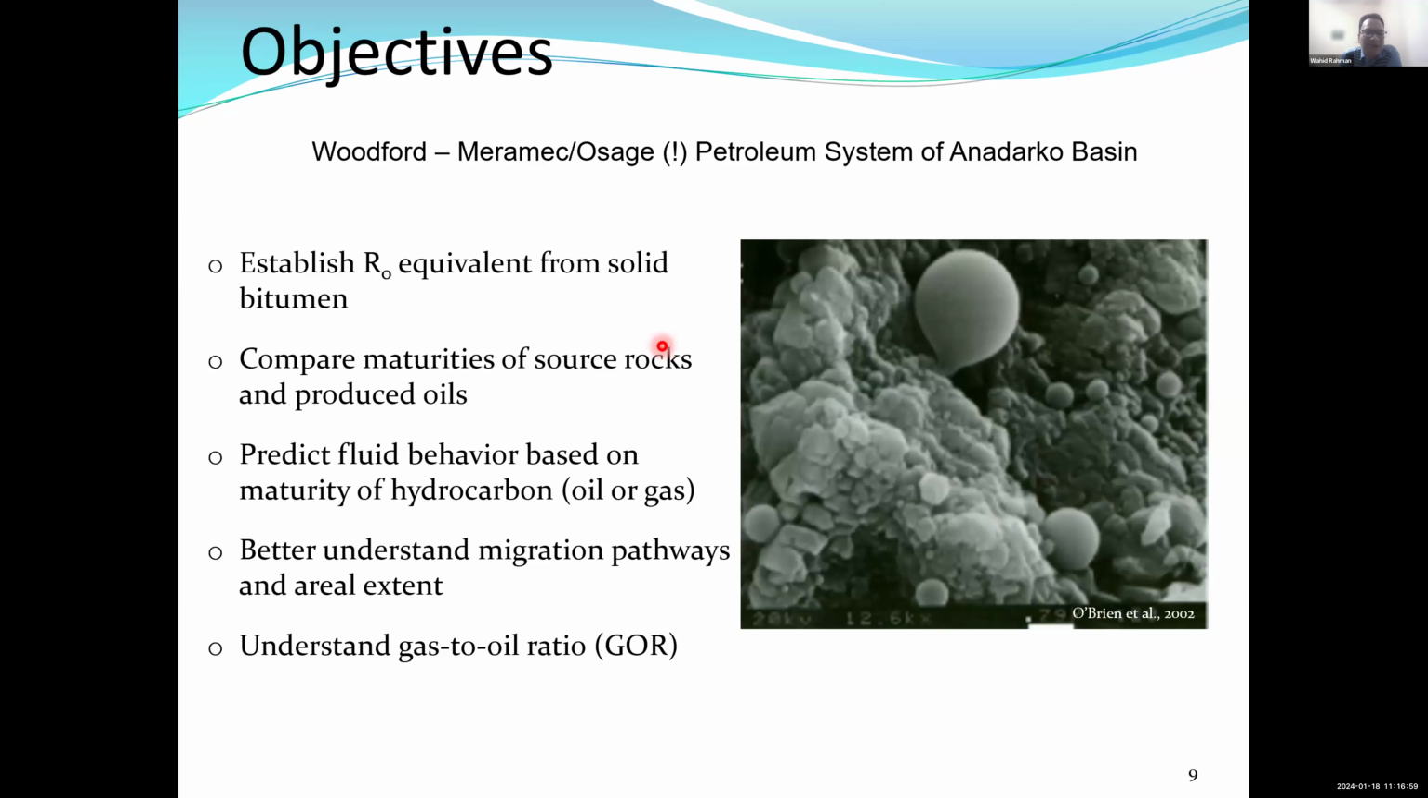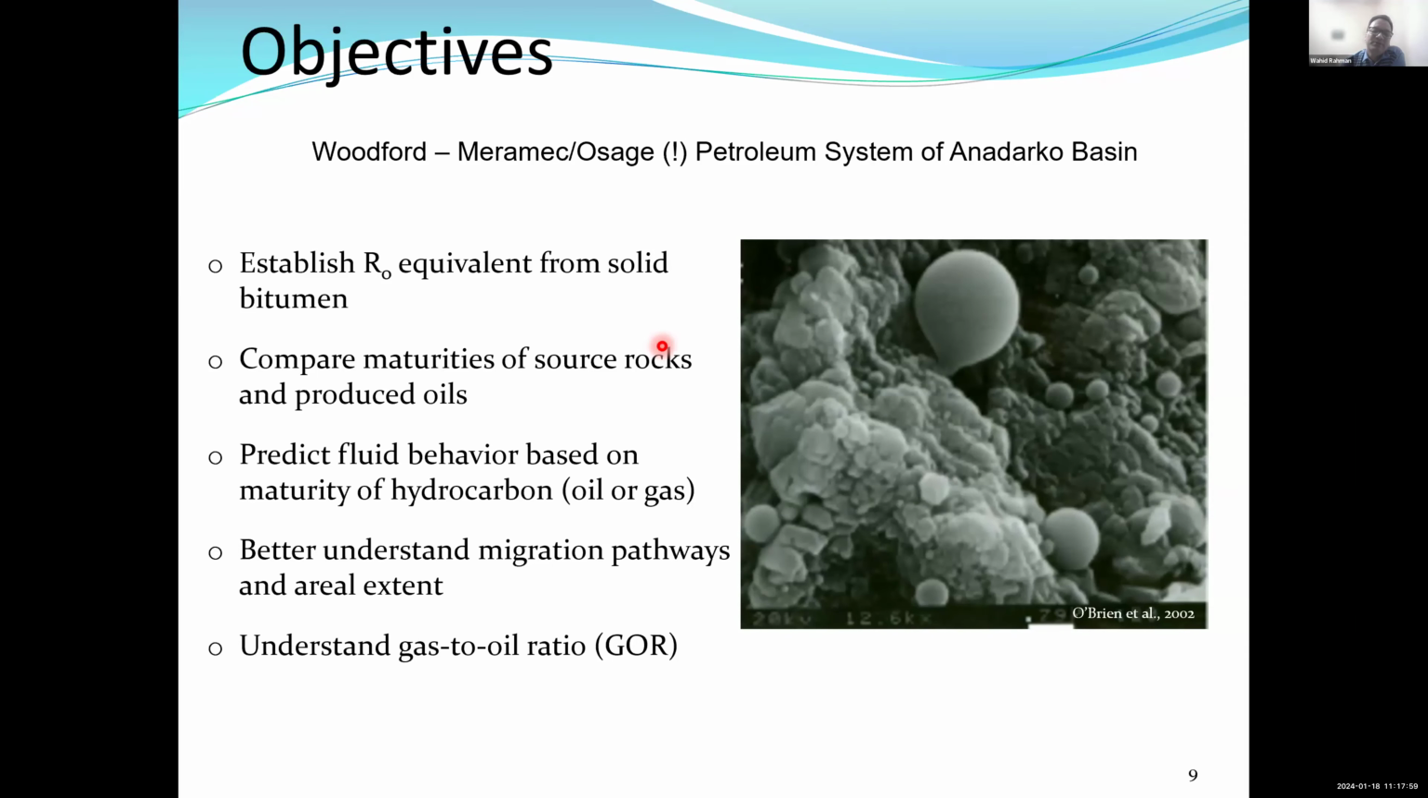So here are the objectives of the talk. I tried to cover a whole lot of stuff at the very beginning, but this is a concise one. You notice I used here Woodford, Meramec, Osage. Within parentheses, I put a sign of exclamation, petroleum systems of Anadarko Basin. I am pretty sure those in the audience who are old enough remember Magoon and Dow's famous 94 paper, which classified petroleum systems in three different ways: known petroleum systems, hypothetical or speculative petroleum systems, and possible petroleum systems. Those concepts, right? So this sign makes us remember that this is a known petroleum system.